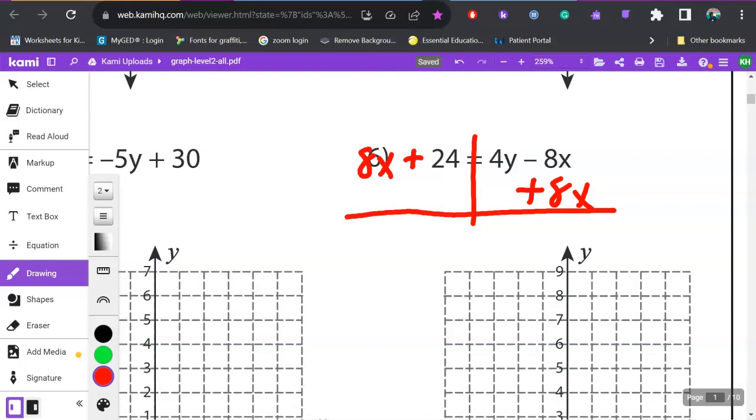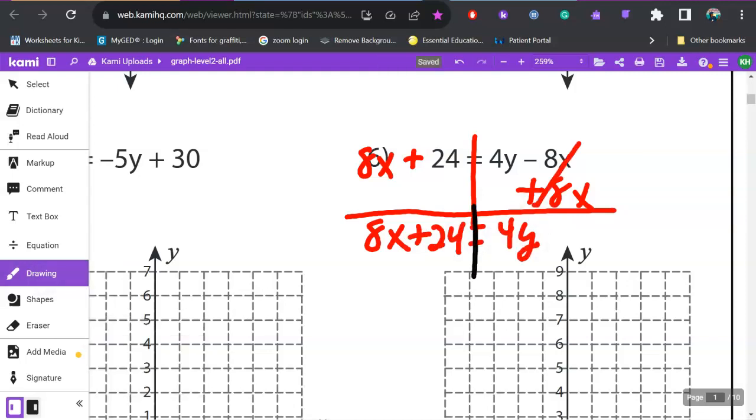Let's do our math. I'm going to bring down my 8x. I'm going to bring down my 24. I'm going to bring down my 4y. That canceled out, didn't it? Now you see you're going to do what? Divide by the 4. Divide by 4.